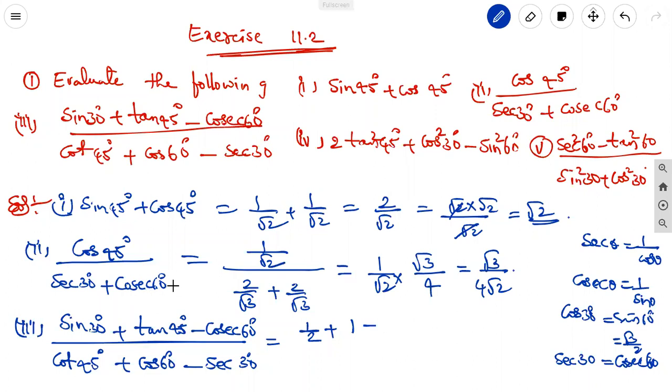Minus here cosec 60 is 2 by root 3 by cot 45, which is 1, plus cos 60. Cos 60 is also 1 by 2 only. Minus secant 30 is 2 by root 3. Just observe this: 1 by 2, 1 by 2, plus 1, minus 2 by root 3, minus 2 by root 3. Both will get cancelled. Then it is equal to 1.